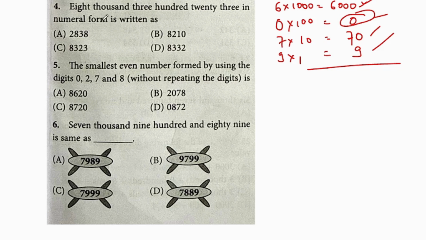Alright, let's solve this question. 8323 in numeral form is written as. So this is 1000, right? So it means that there will be 4 places. 1, 2, 3, 4. 8000. You know, ones, tens, hundreds, and thousands. So 8000, write 8 here. 300, write 300. Then 20 means 2 multiplied by 10, 20. And then 3, 3 is the numeral. 8323, this is your answer.